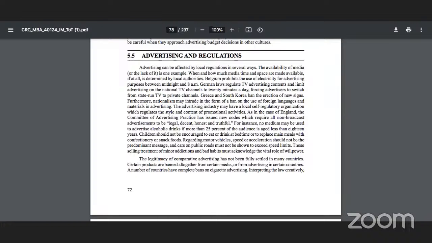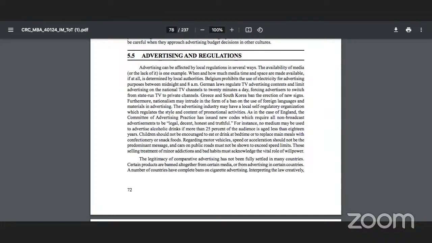If you watch television, you will well know in the Indian media how much time is being devoted to advertising. Perhaps out of a 30-minute soap opera, or series as it is called, perhaps 10 to 15 minutes is actual content, whereas the rest of the time is actually being given out for advertising space. Greece and South Korea banned the erection of neon signs. Further, nationalism may intrude in the form of a ban on the use of foreign languages and materials in advertising.